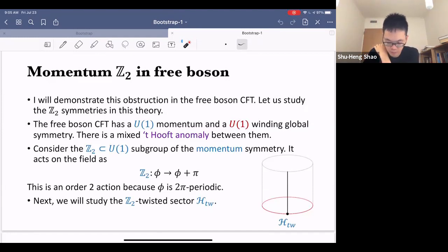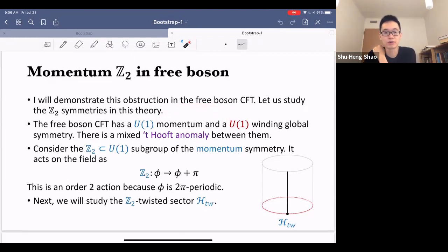So let's start with one of the Z2s there. Recall that the free boson CFT has a U1 momentum symmetry and a U1 winding symmetry, which we discussed extensively yesterday. And there's a mixed 't Hooft anomaly between them. Before I go into any details, the answer is relatively clear. If you look at the Z2 subgroup of the U1 momentum symmetry, there's no anomaly. If you look at the Z2 subgroup of the winding symmetry, there's no anomaly. But if you look at the Z2 subgroup of the diagonal U1, there will be an anomaly.